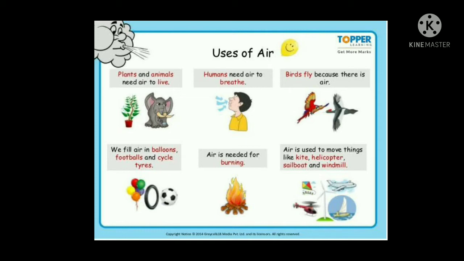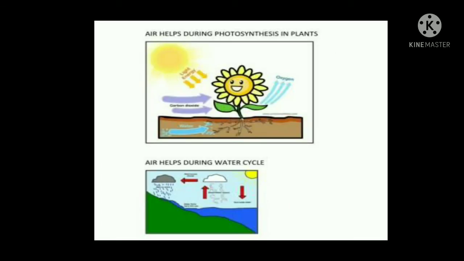We fill air in balloons, footballs, and cycle tires. Air is needed for burning. We have already performed an activity to prove the same. Air is also used to move things like kite, helicopter, sailboat, and windmill. Air helps during photosynthesis in plants. You know that while plants make their food, they take in carbon dioxide from the air and they give out oxygen. But during night time, they take in oxygen and give out carbon dioxide.